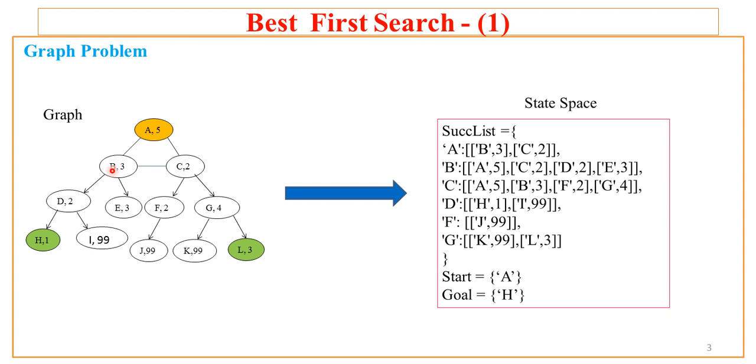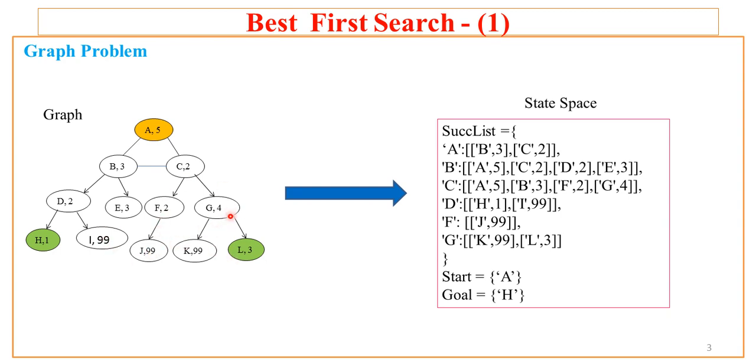Here B has children D and E. At the same time it has immediate successors A and C. That means B is connected to A, C, D and E. C is connected to A, B, F and G. D is connected to H and I. B has E as one of the children, but E doesn't have any child. C has F and G as children. F has J as a child. G has K and L as children.